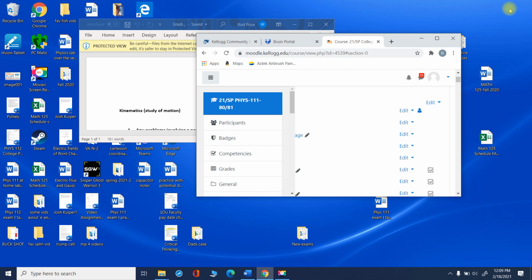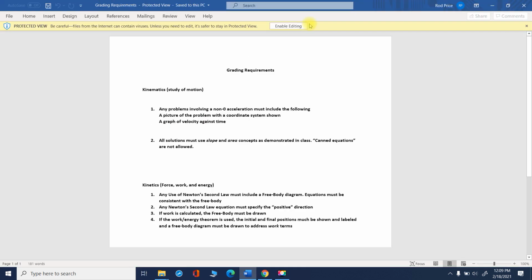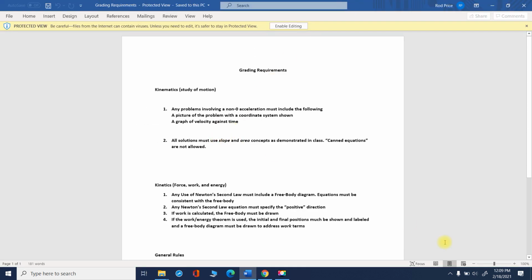Make sure you folks can see this. Hopefully you can see what I'm looking at here. All right, so grading requirements. Anything under kinematics, that's what our first exam was over, the study of motion. Here are some rules that we're going to implement for the rest of the semester.